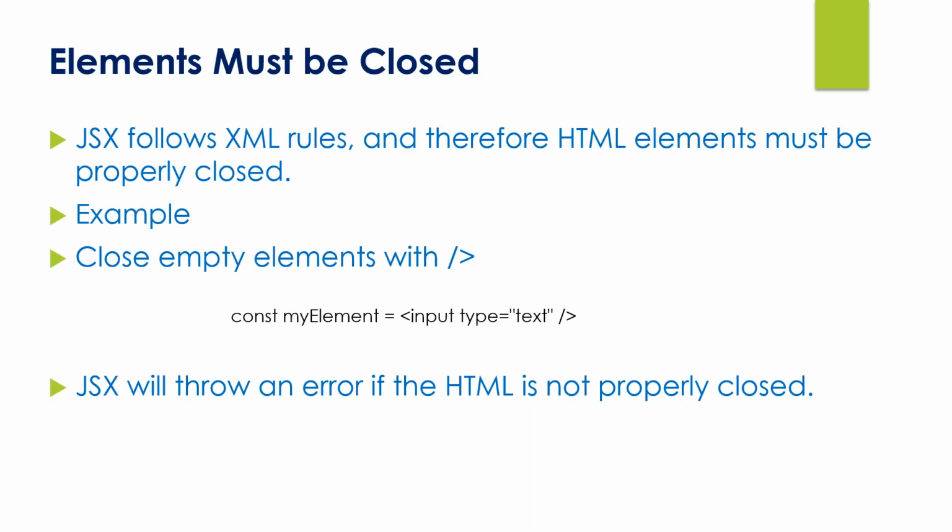Elements must be closed. JSX follows XML rules and therefore HTML elements must be properly closed. Here is the example. We must close the empty elements with a slash. So here we have defined one variable called myElement and we have initialized the variable with HTML tag input type text. But generally the input tag will not have a closing tag in HTML. So what we need to do, we have to add the slash at the end of the input tag to represent this as the closed tag.